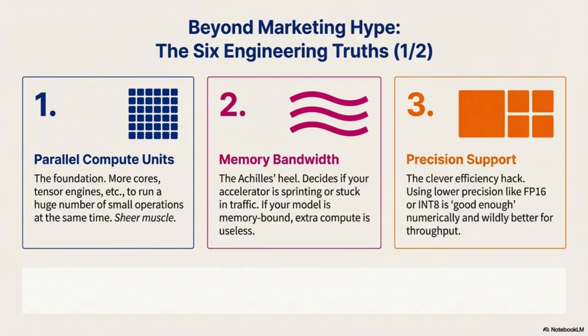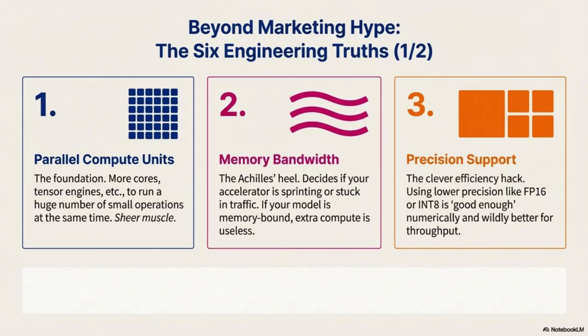This is the Achilles heel for so many applications. The guide really stresses this. If your model is memory-bound, meaning it can't get data fast enough, all that extra compute is just sitting there, useless. Exactly. The bandwidth decides if your accelerator is sprinting or stuck in traffic. Okay. Third is precision support. And this is a really clever efficiency hack. We've moved away from the standard 32-bit floats that CPUs use.